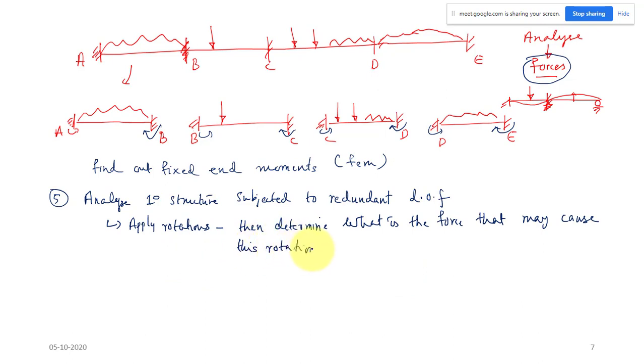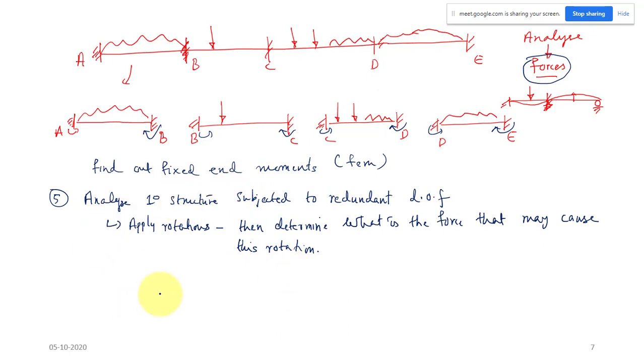What we are going to find out: we apply the rotation in the primary structure, then we find out what is the force that may cause this rotation. We are finding some moments that might have caused this displacement. We are doing the reverse: we apply some rotation to the structure, and what is the force behind that rotation, that is what we have to find out in step number 5.